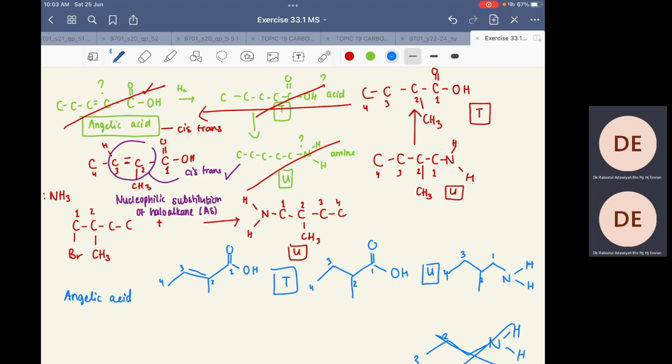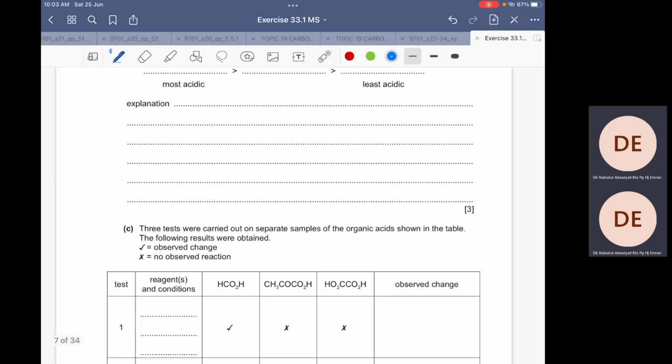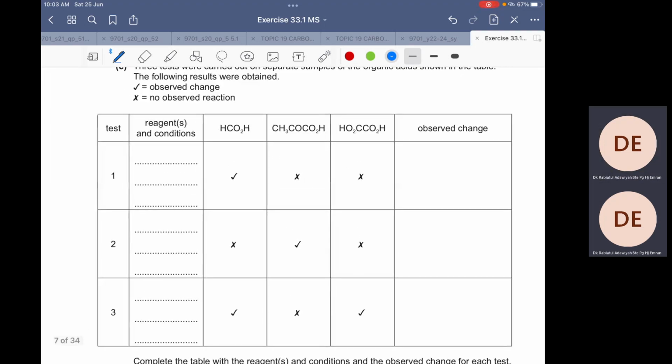Next question. Question 8C. I'll let you have a read at question 8C. So that's the table. I'll move on. Question C. If you need, you can draw out the structure. C double bond O, CH3, COOH. And then you've got a diethanoic acid.